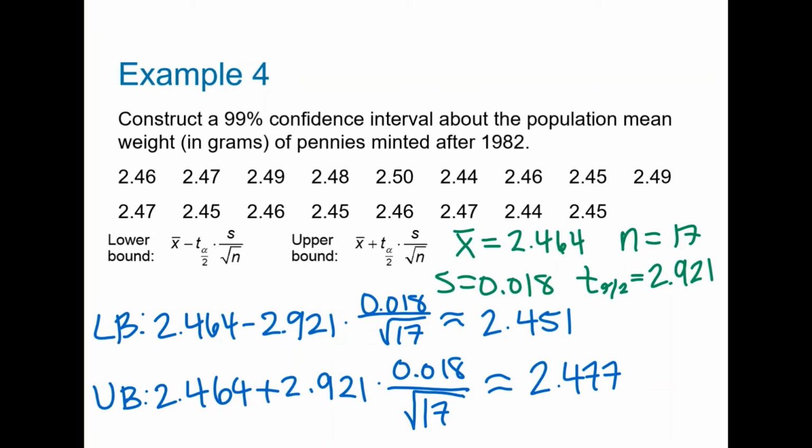So we say that we are 99% confident that the population mean weight in grams of pennies minted after 1982 is between 2.451 and 2.477.